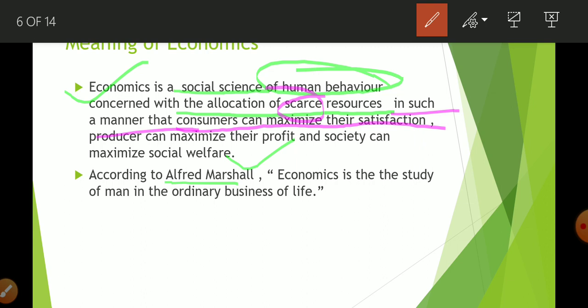Okay, student, so I think now you are able to understand what economics is. Economics is a social science which is the study of human behavior that is concerned with allocation of limited resources in such a way that the consumer can maximize satisfaction, the producer can maximize profit, and society can maximize social welfare.